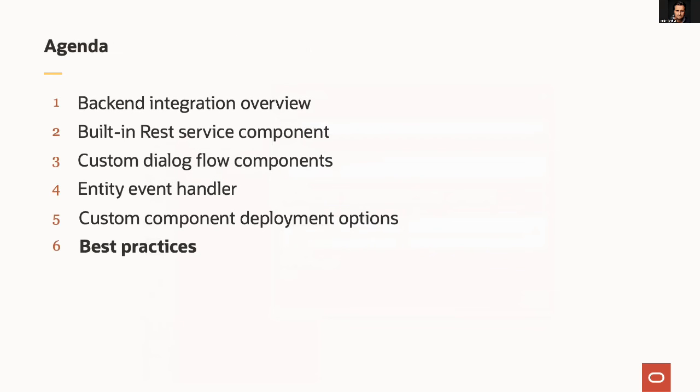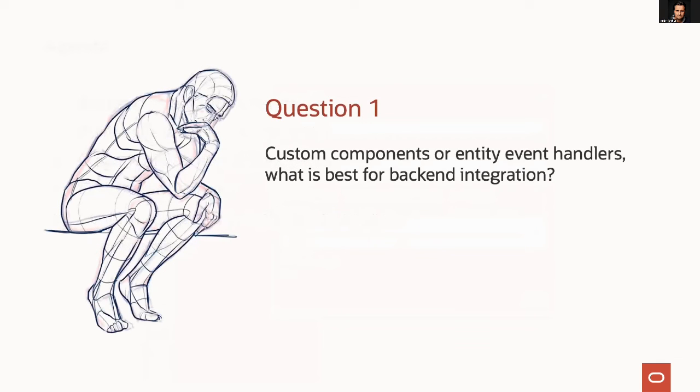So now we get to best practices, and these are more questions that I will just ask and answer at the same time. Custom components or entity event handler: which is best for backend integration? Well, if you followed along, the answer is it depends on what you do and how you implement it. If you go for a model-driven approach where the composite bag entity is driving the conversation, then of course every backend integration in response to this will be an entity event handler.